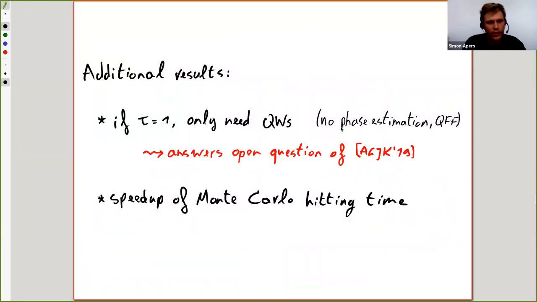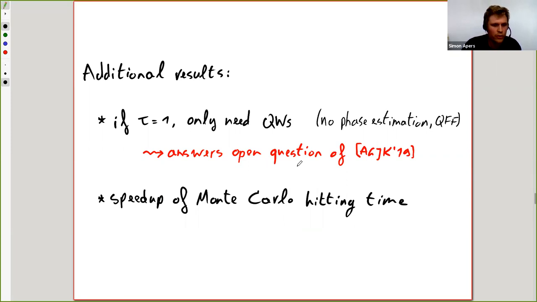So let's see what I have next. Just to give you a taste of some additional results that we get. We also showed that in the case where tau is 1, so this is one part of this interpolation that we have, we only need quantum walks. Former results build on phase estimation or quantum fast forwarding. We also use quantum fast forwarding for our general algorithm, but we show that we don't need it in this specific case. So we just need to implement quantum walks. This answers an open question from an earlier paper by Ambainis, Gilyén, Jeffery, and Kokainis from 19.